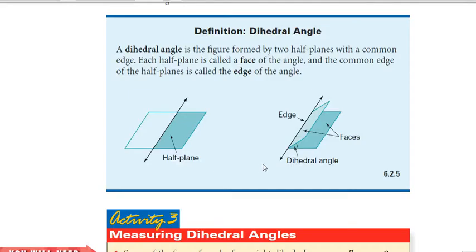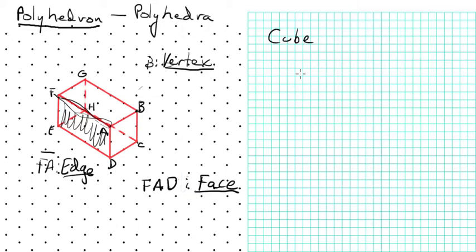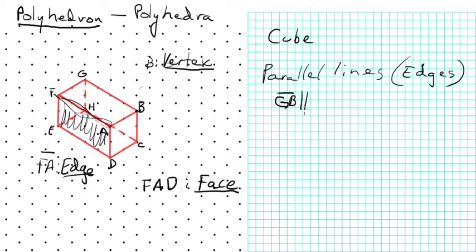Let's see. Parallel lines and planes. Aha, we're not there yet, but give me a second. Here we go. Parallel lines and planes, okay? Parallel lines or edges, okay? Let's look at which lines are parallel. GB, that's supposed to be a G. GB is parallel to FA. What else is parallel?